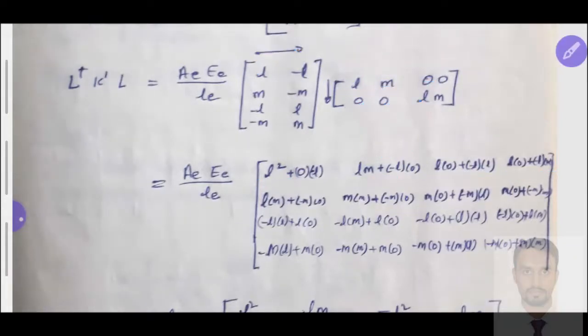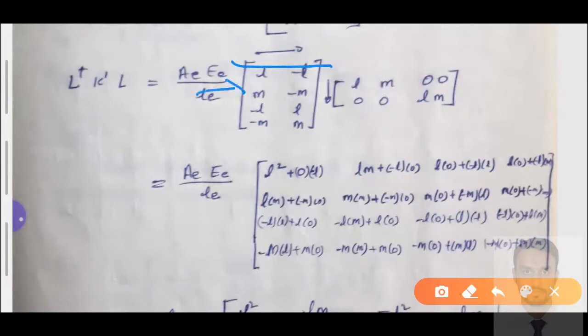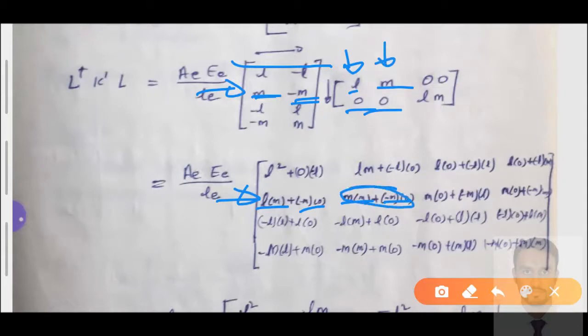So we got this first row is over. Now we'll go with the second row, first column: m into L plus of minus m into 0, m into m plus of minus m into 0. Then the second column. Then the third column: m into 0 plus of minus m into L. Again the fourth column: m into 0 plus of minus m into m.